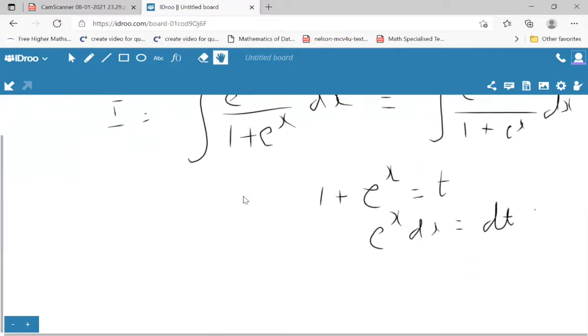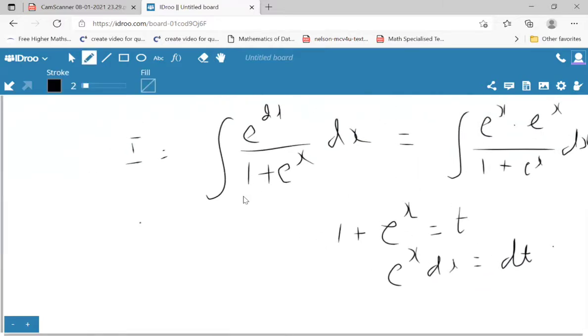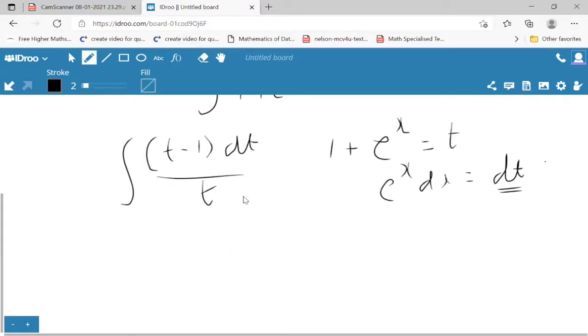Now substituting, you will get the integration of t minus 1, because it is e to the power of x dx. For one e to the power of x dx, we can substitute dt. For the other e to the power of x, it is now going to be t minus 1. So let me put it as (t minus 1) dt by t. Or let me separate it. I'll get 1 minus 1 by t dt.